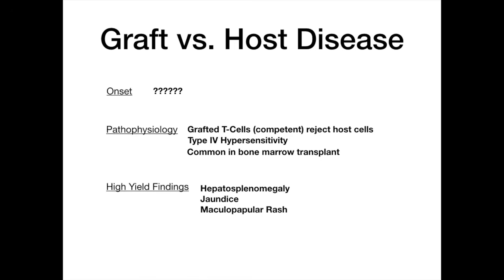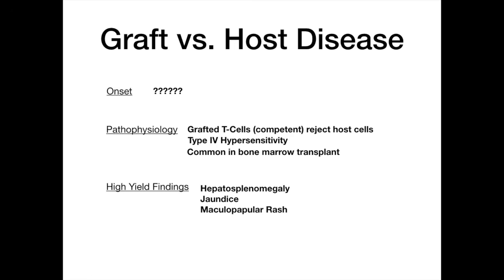Now, the 3 findings are what's most high yield about this, aside from the pathophysiology. So you see hepatosplenomegaly, jaundice, and a maculopapular rash. And the reason that you see these symptoms is because the graft is attacking the host, and it has a predilection for attacking the liver, the spleen, the skin, so it causes jaundice, hepatosplenomegaly, and that maculopapular rash, okay?